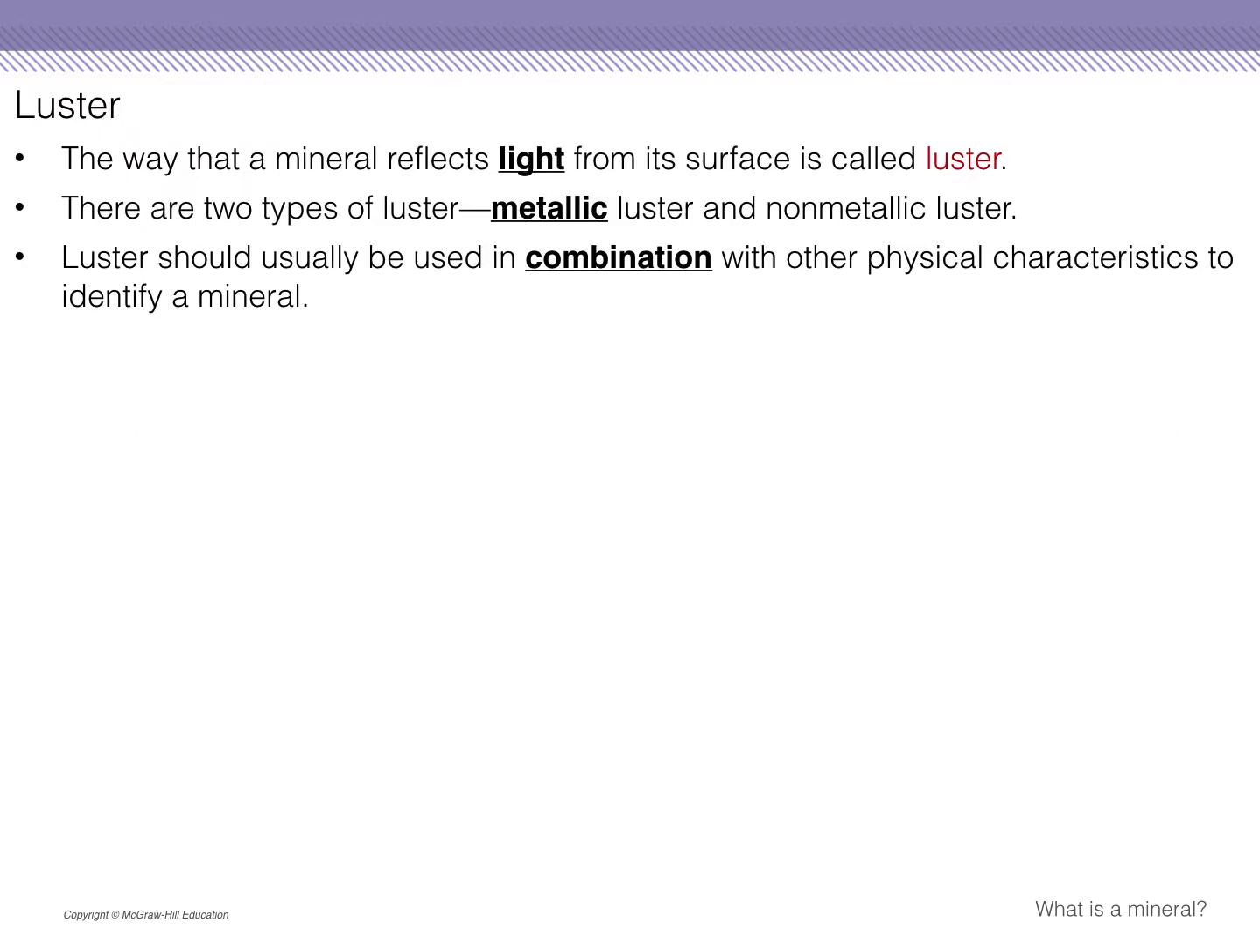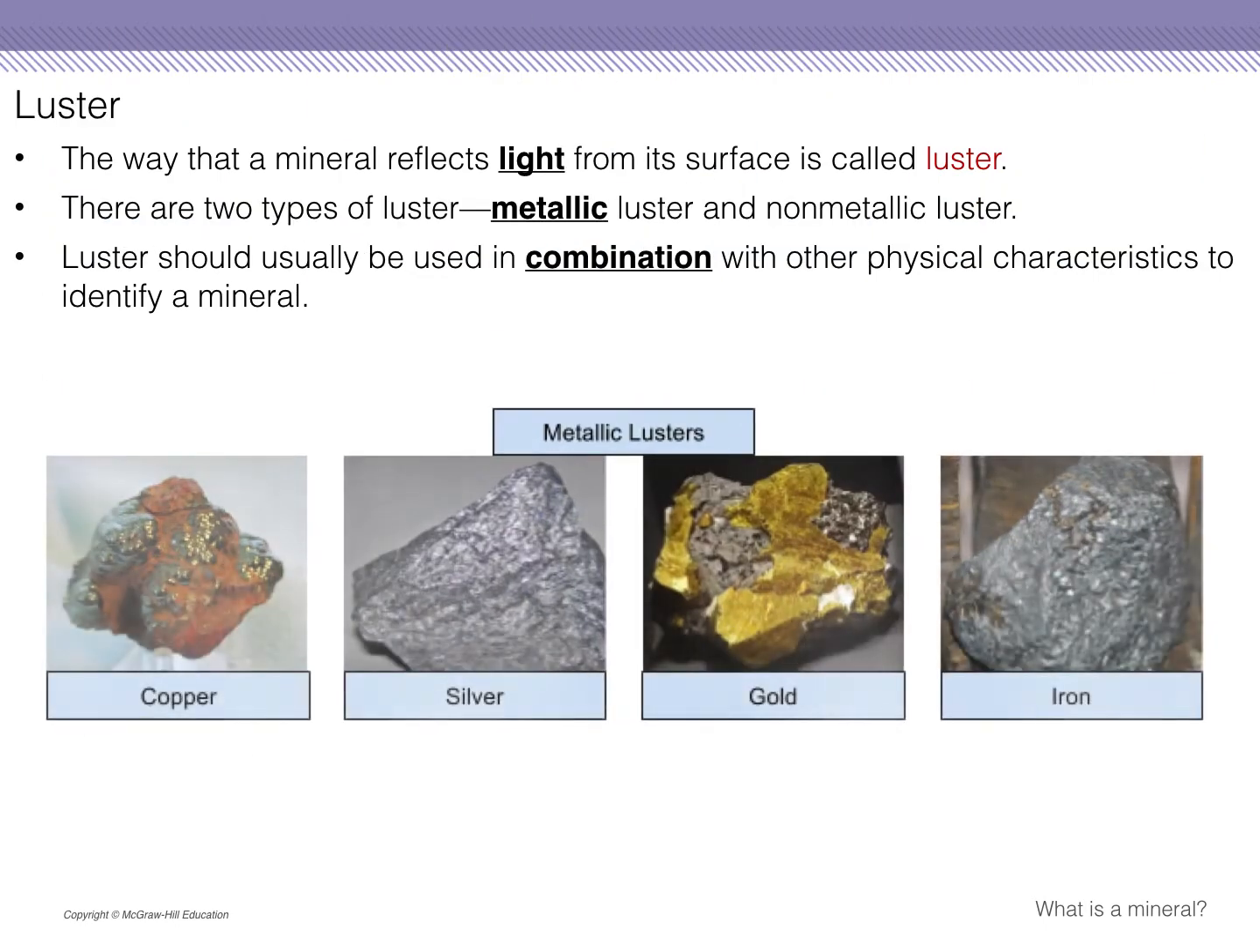The way a mineral reflects light from its surface is called luster. There are two types of luster. Metallic luster, like we see here, with the metal ores of copper, silver, gold, and iron. This is how they're naturally formed. They're found in the ground with other elements attached to them. That's why they're called ores.